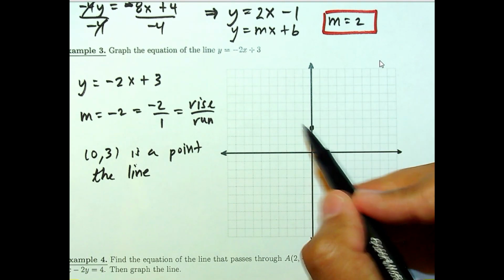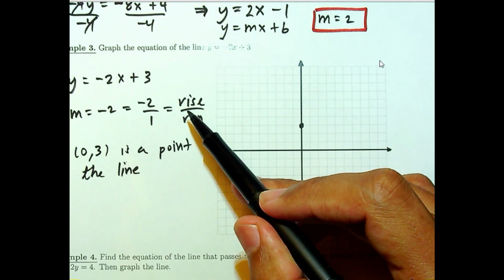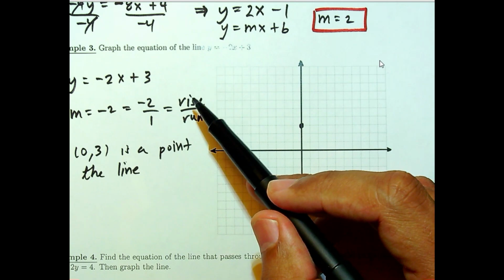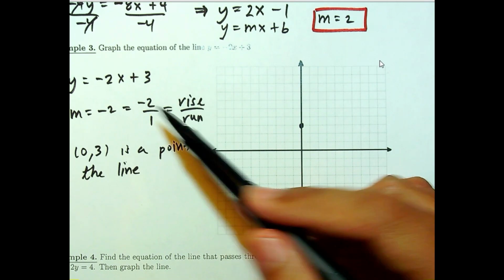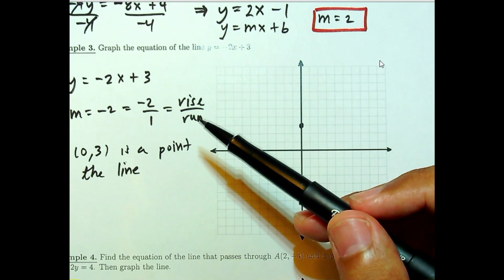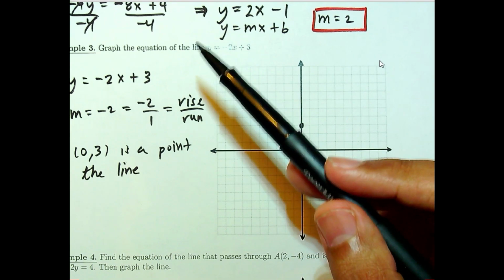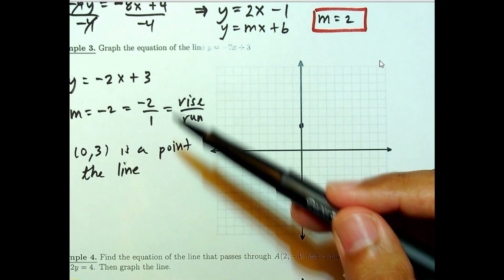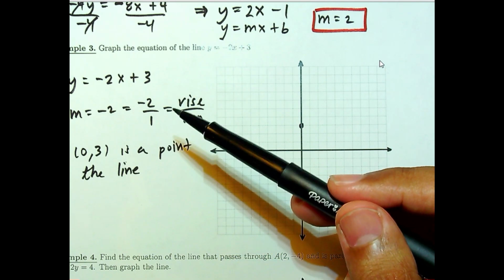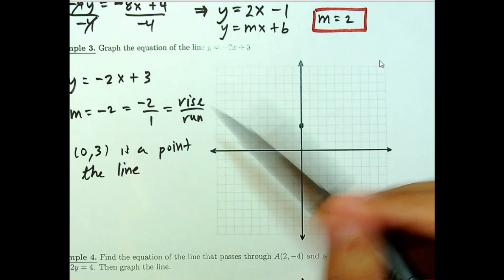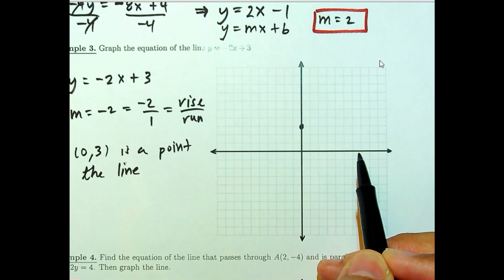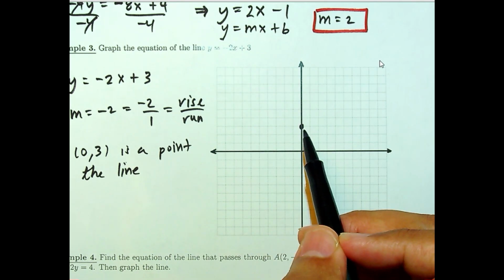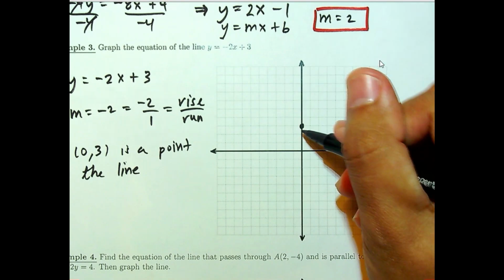And then from here, now we're just gonna rise -2 and run +1. The fact that it's a -2 means you actually go down, right? If the rise is a positive number, you go up. If the rise is a negative number, you go down. So rise is you move vertically up and down. Positive up, negative down. For the run, you move horizontally. Positive to the right, negative run means you move to the left. So starting from this point, we're going to rise -2. That actually means you go down 2.